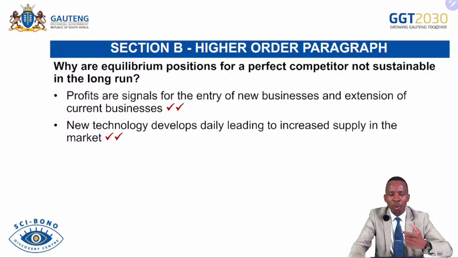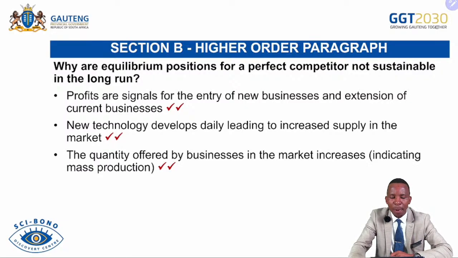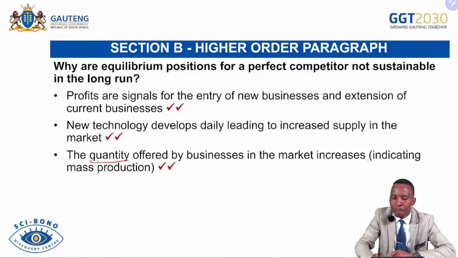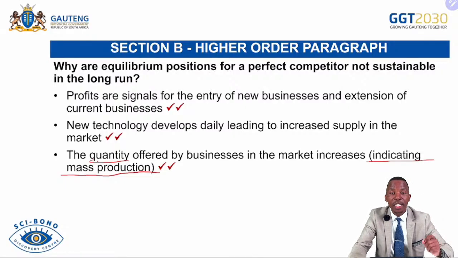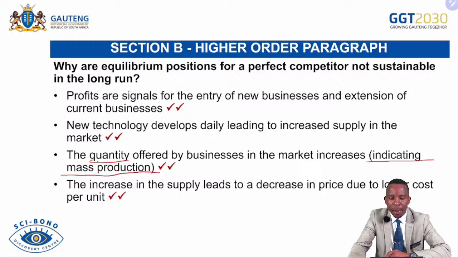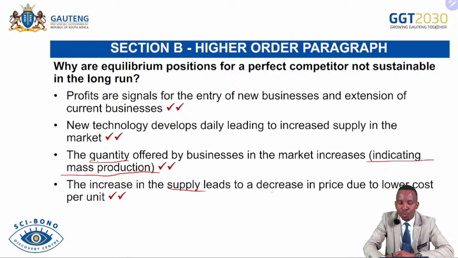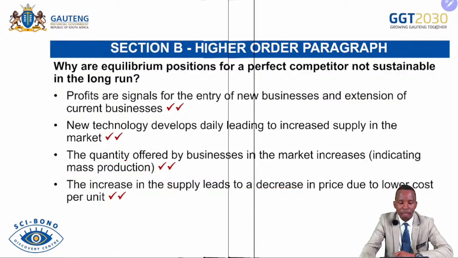As much as technology improves, that will lead to what? The increase in the supply in the market, which might lead to lower prices, and the profits cannot be sustained in the long run. The quantity offered by businesses in the market increases, indicating mass production. So, as the quantity increases in the market, there will be mass production, or large scale production, which will lower prices. Remember, if prices are lowered, that will lead to reduced profits for businesses. The increase in the supply leads to the decrease in price due to lower cost per unit. If there is an increase in the supply, the price will be decreasing, which will reduce the cost per unit. Then the profit will not be sustained within the market.